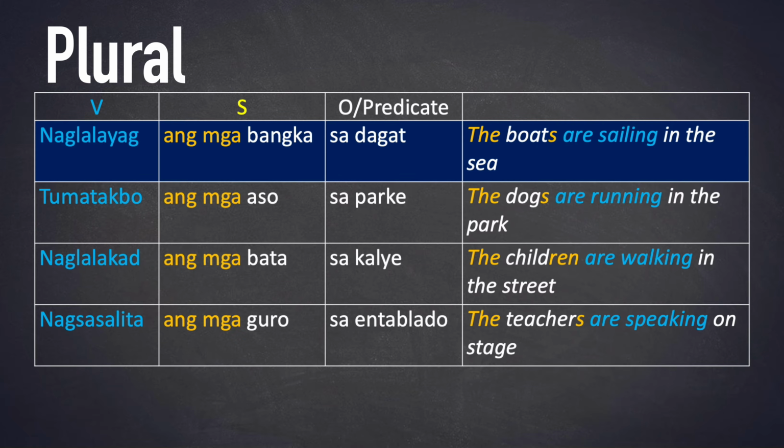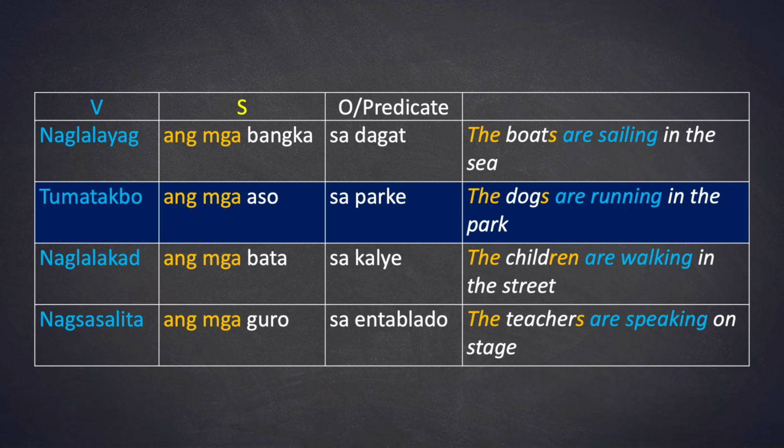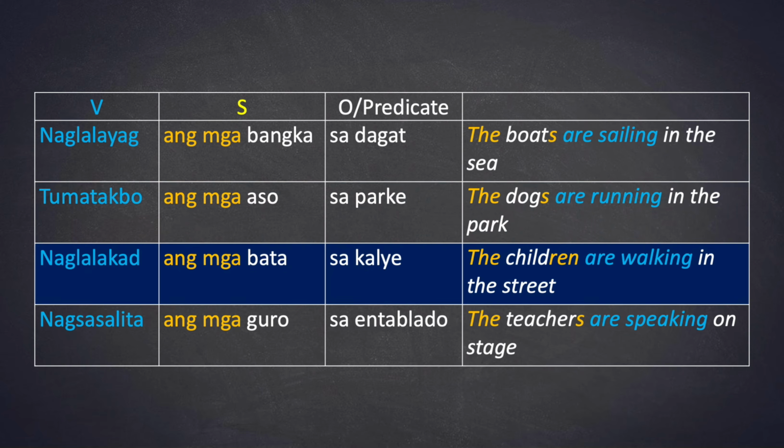Here's the plural form. Naglalayag ang mga bangka sa dagat. The boats are sailing in the sea. Tumatakbo ang mga aso sa parke. The dogs are running in the park. Naglalakad ang mga bata sa kalye. The children are walking in the street.